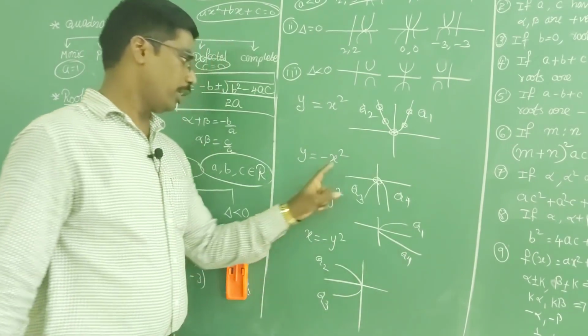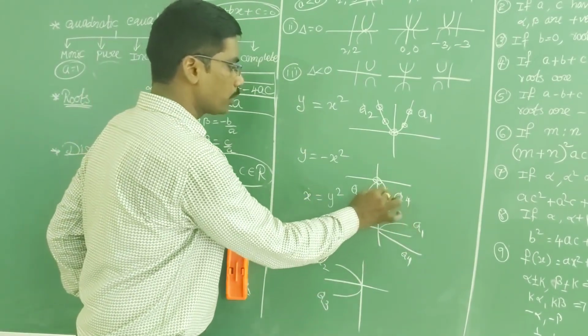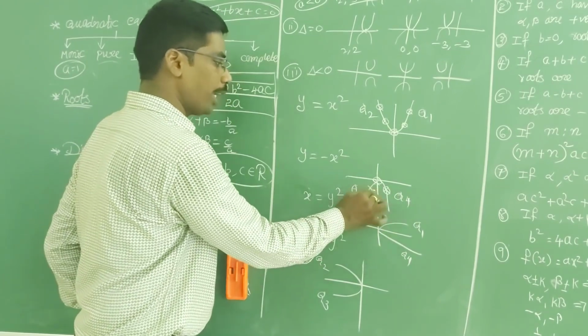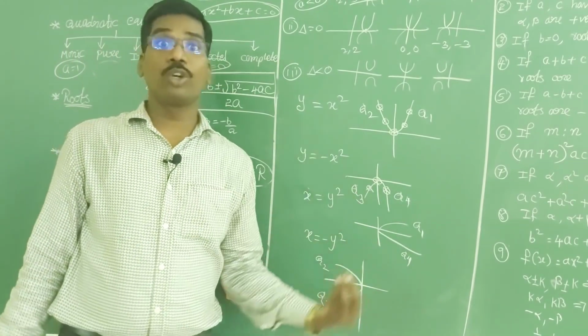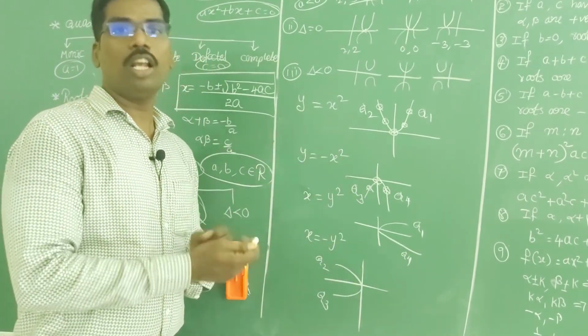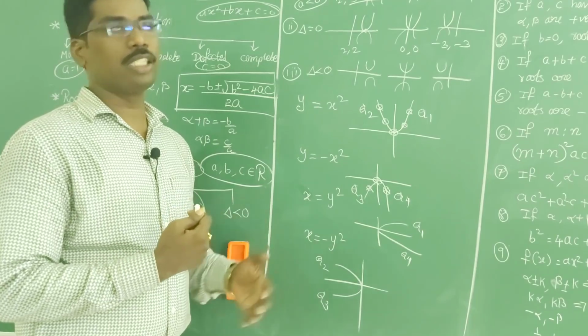If x is equal to 1, then y is equal to minus 1. If x is equal to minus 1, then y is equal to minus 1. So like this we can check the graph. The unknown graph is also given. Like this we can check the graph and easily see which quadrant it is passing through.